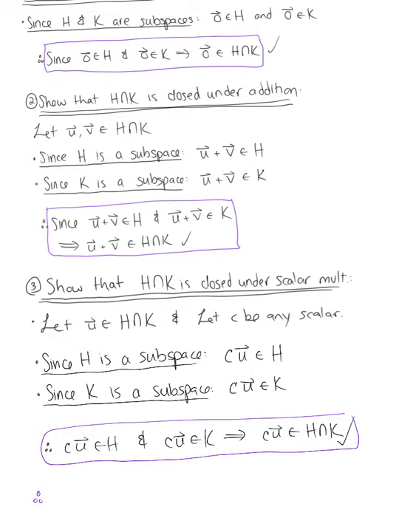So therefore, or we should be more formal here, since all three conditions are met, since all three properties are met, the intersection of H and K is a subspace of V. And that is our beautiful final answer.